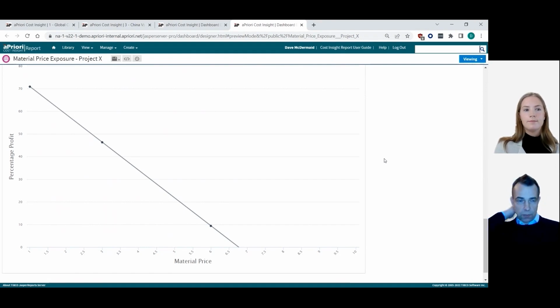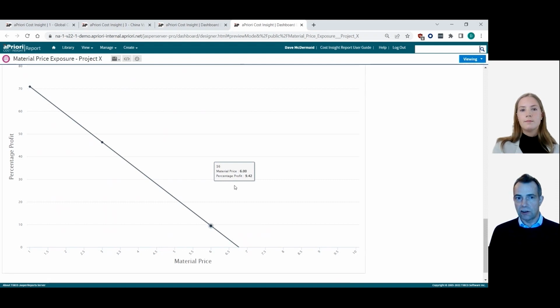So this ad hoc report is looking at the profitability of my product or products on the vertical axis versus that material price that we're exposed to. That grade of aluminium, if that grade of aluminium gets to $6.7 per kilogram, then we are losing money on our products. That tells us where to set our alert levels on material pricing.